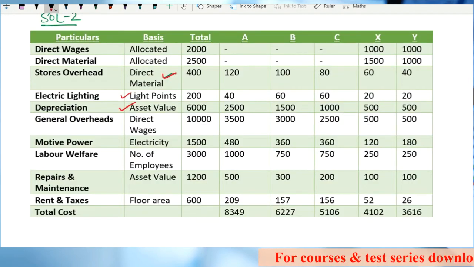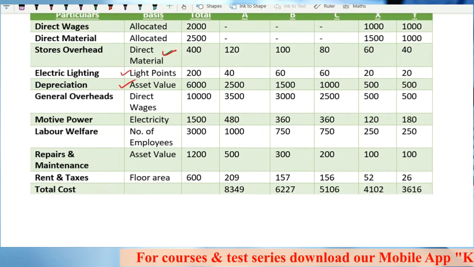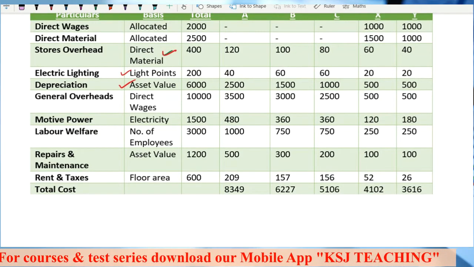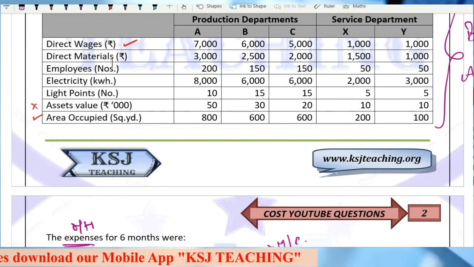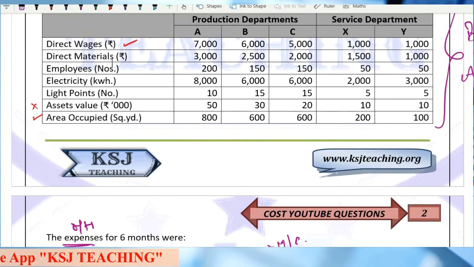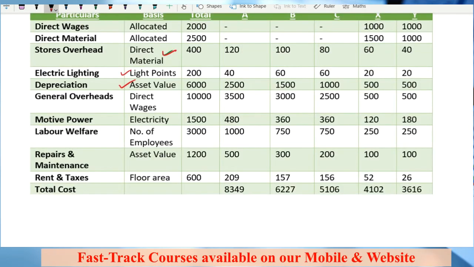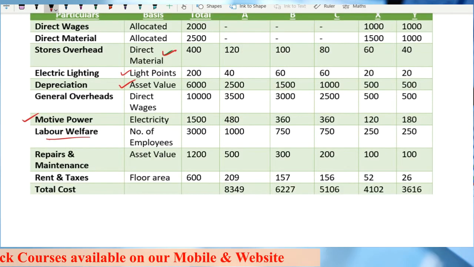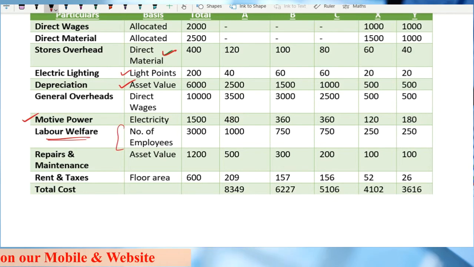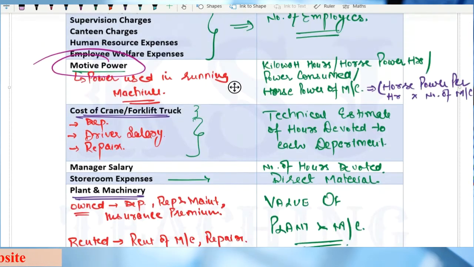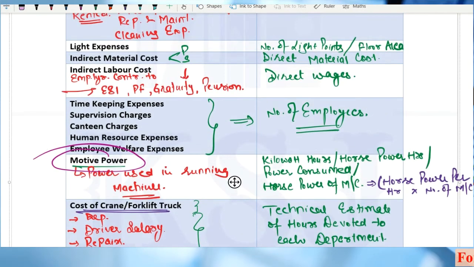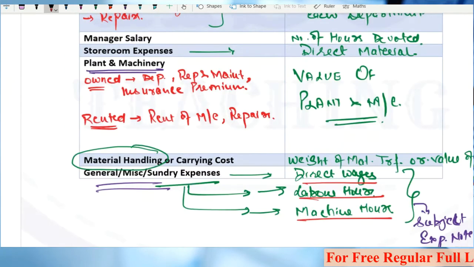You can give a note also below this. Motive power related to machinery, right? Electricity, because related to machinery, nothing else is given. So electricity, kilowatt hour. Kilowatt hour means that this is the power being consumed by machinery, the electricity power being consumed by machinery. So it has to be on the basis of electricity and not light points. Be careful with this. Okay, labor welfare. Labor welfare will obviously be on the basis of number of employees. Here, where is labor welfare, sir? Employee welfare expenses on number of employees. Well done, sir.